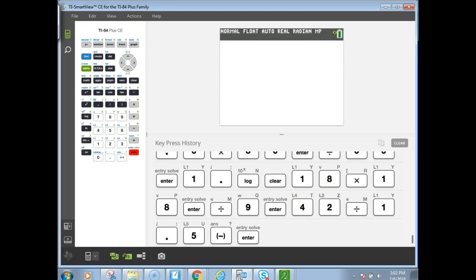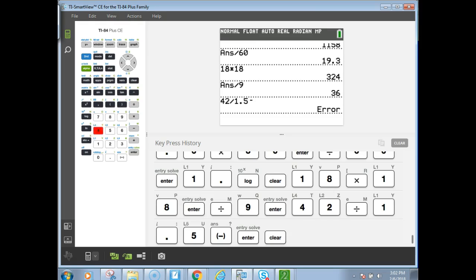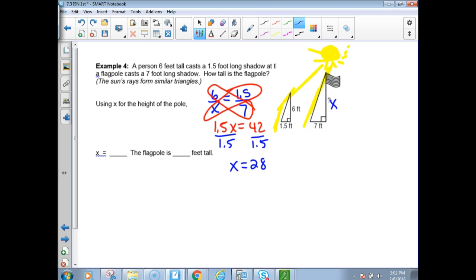Oops, I hit some weird button that's going to be unhappy with me. Is it 28, people? Yes, thank you. All right, 28. So that would be x, which is actually representing the height of the flagpole. So the flagpole would be 28 feet tall.